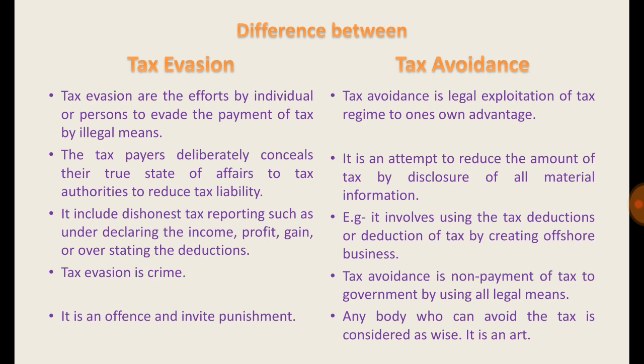Then tax evasion itself is an offense and it invites punishment. The person who commits tax evasion can be punished, he can be prosecuted, or penalties can be imposed against such a person. But any person who avoids the tax liability with all legal means is called a wise person. He is called a clever person who is not subjected to any punishment, etc.